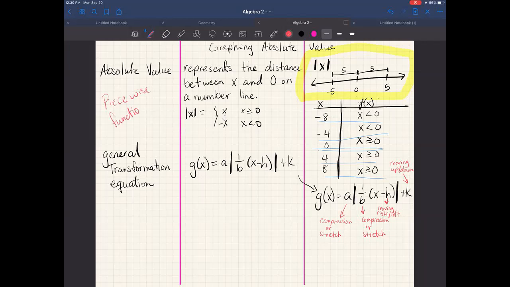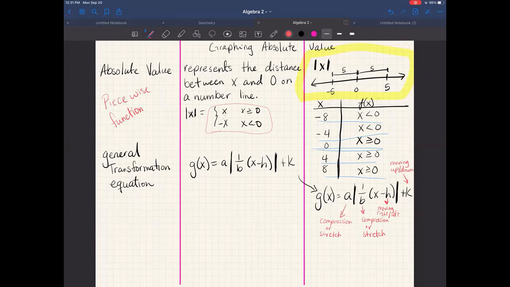Basically, a piecewise function is, like I said, a bunch of equations, and depending on your values, you would use a certain equation for that. So in this situation, this is the actual parent absolute value function. This is your piecewise function. If x is greater than or equal to 0, you're going to use positive x. If your x is less than 0, you're going to use a negative x.